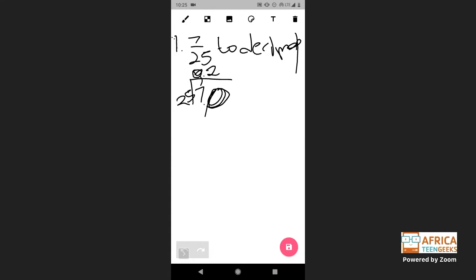Now, from here, we'll say 25 multiplied by 2, and that will give us 50. Then we'll have our subtraction sign right here. So 70 minus 50. What is 70 minus 50? Yes, it's 20. So we'll have 20 right here.